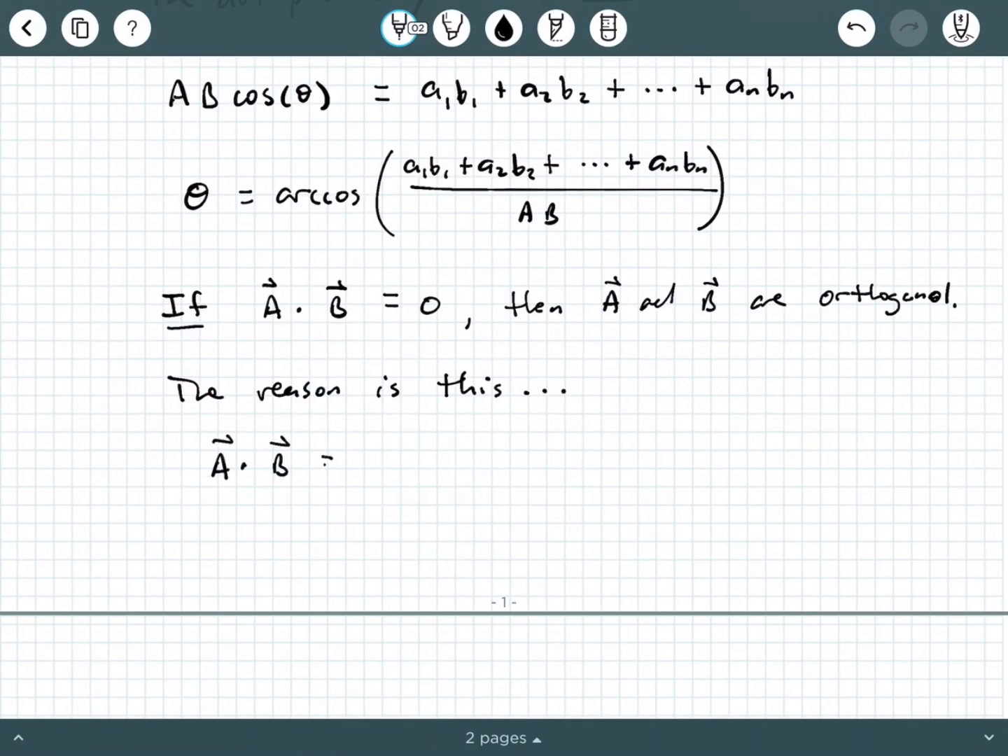If A dot B equals AB cosine theta, and let's say that does turn out to be 0, then what are we really saying?